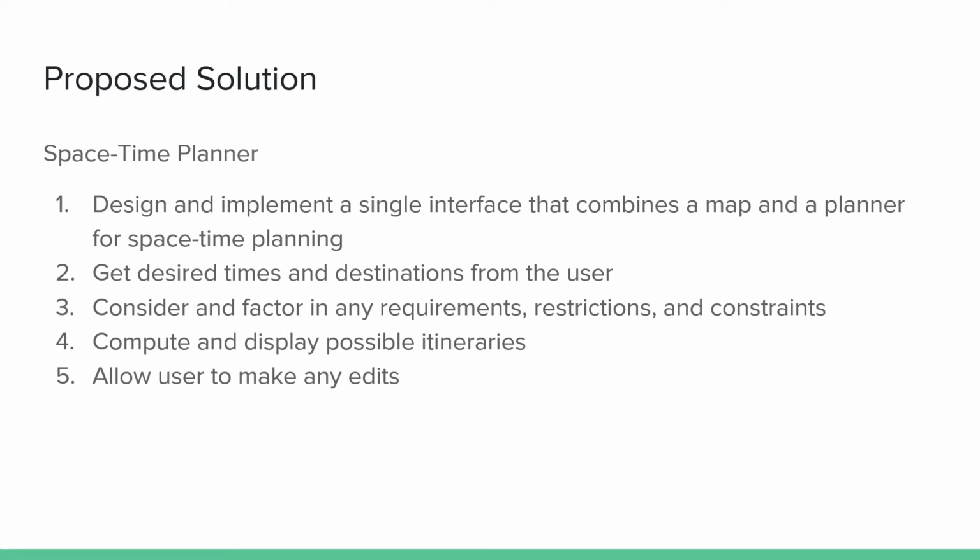A proposed solution for this work is the Space-Time Planner. The authors would design and implement a single interface that combines a map and a planner for space-time planning. The system would get desired times and destinations from the user, consider and factor in any requirements, restrictions, and constraints, compute and display possible itineraries, and allow the user to make any edits if necessary.